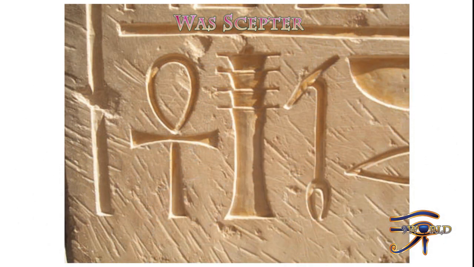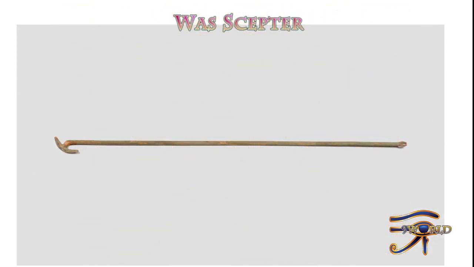Originally, the Was Scepter may have been a fetish associated with the spirit of a sacred animal, or perhaps it was simply a herdsman's staff. The Was Scepter is a visual representation of the concept of power or dominion. Naturally, its earliest depictions in Kemetic art are found in the hands of gods and goddesses.